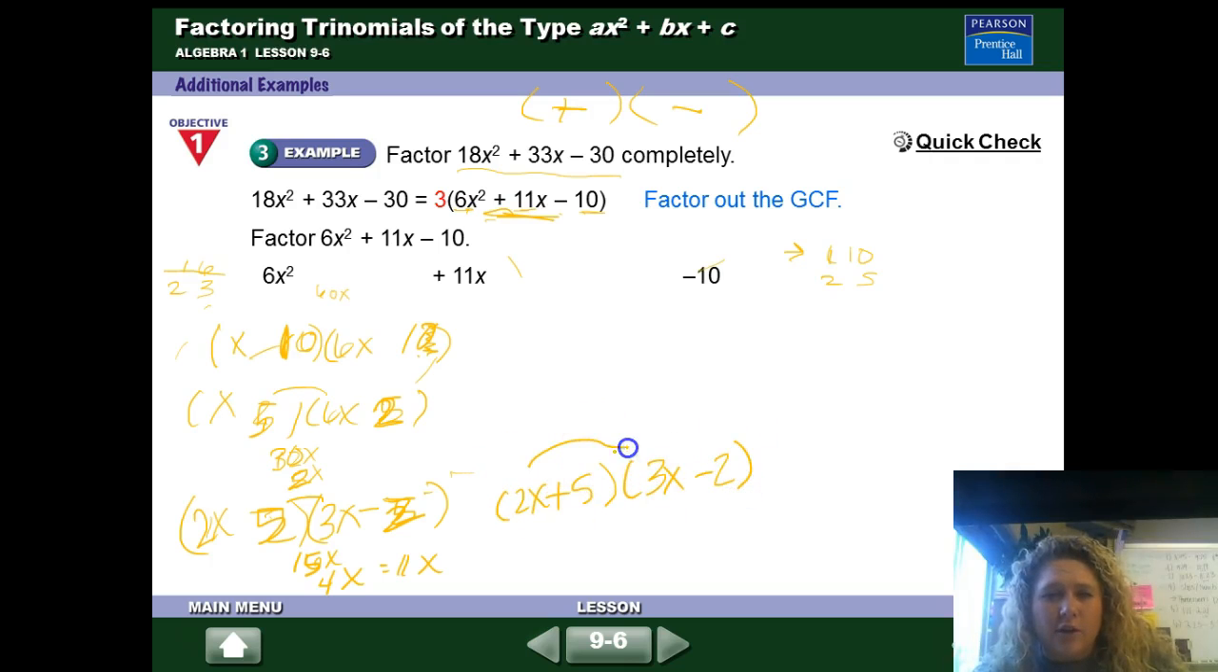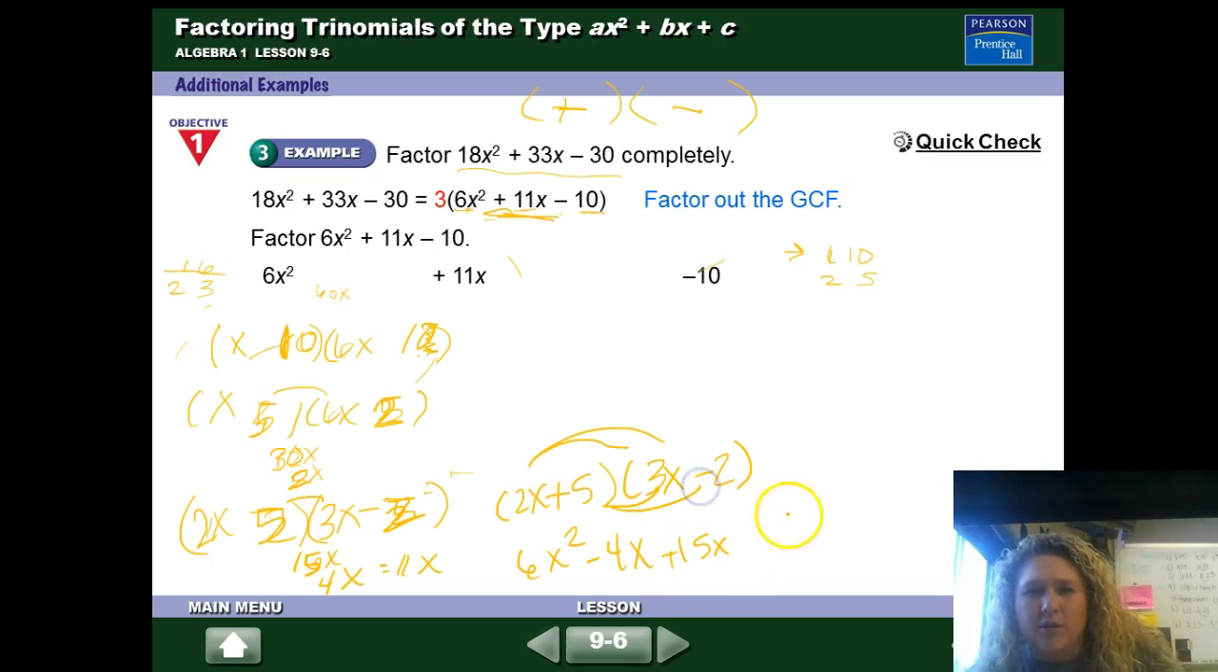Now we can check this. First, 2x times 3x is going to give me 6x squared. Outer, 2x times a negative 2 is going to give me a negative 4x. Inner, I'm going to get a positive 15x. Last, I'm going to get a negative 10. This is going to give me a positive 11x minus 10 with a 6x squared still out front. And that is what we started with.